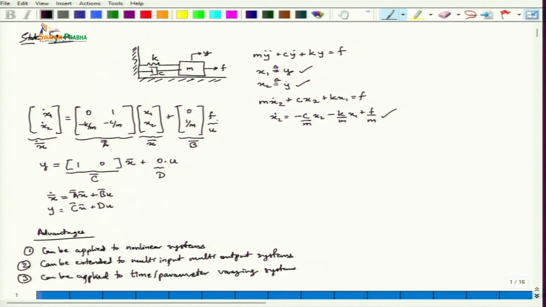So instead of U being just a vector, similarly Y being a vector, being just constants, they can be vectors. This can also be applied to time or parameter varying systems. So here what we are considering is that A, B, C, D are constant, but they could be a function of time or some parameter, and then it can be applied to time or parameter varying systems. So these are the advantages of the state space representation.